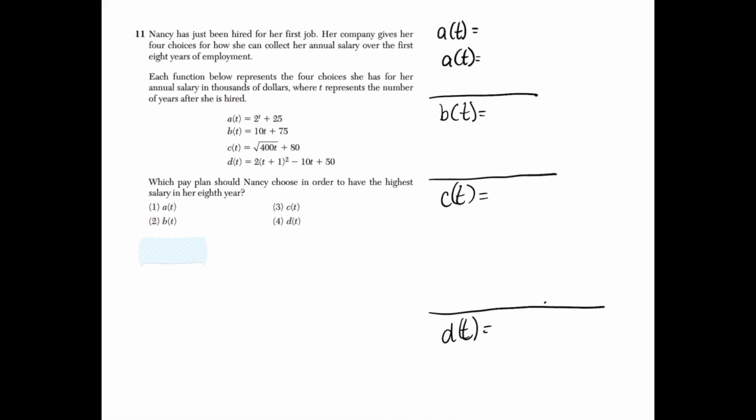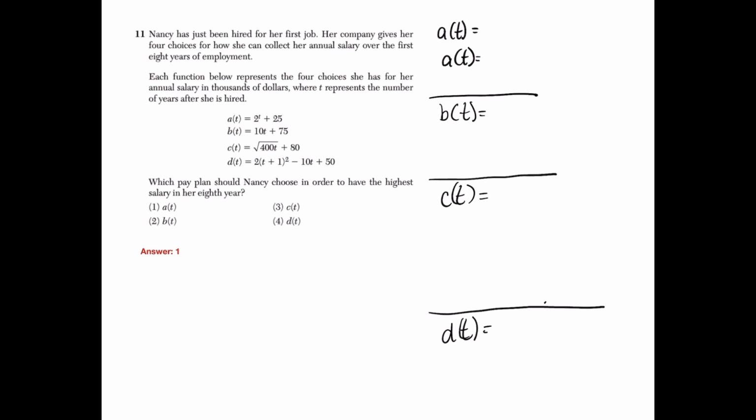All right, we're going to look at number 11, and for number 11, the answer is 1. So let's jump into this problem. I'm going to start by reading the problem carefully. Nancy has just been hired for her job. Her company gives her 4 choices for how she wants to collect her salary for the first 8 years of importance. The 8 is important. Each function below represents 4 choices for her salary in thousands of dollars, where T represents the number of years. So remember, we want to know after 8 years, which pay plan should Nancy choose? And the 4 choices are there.